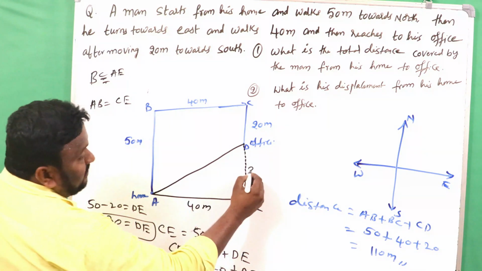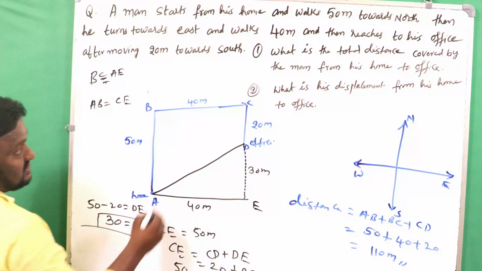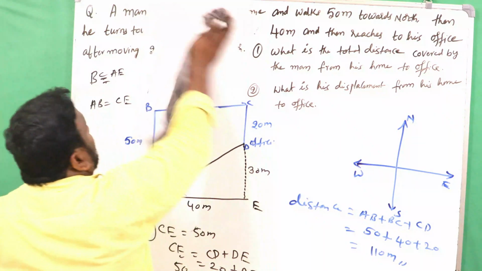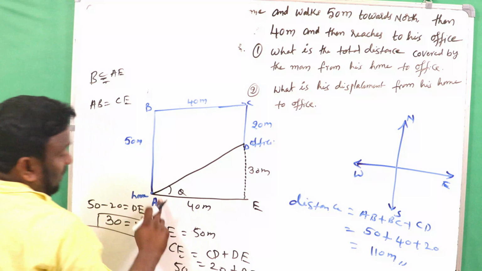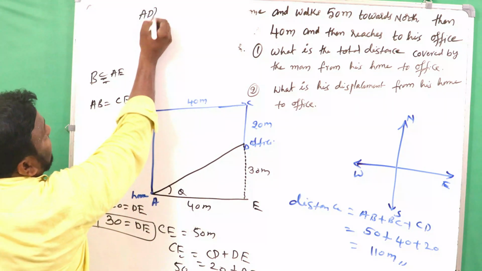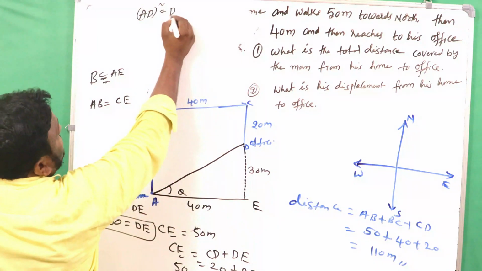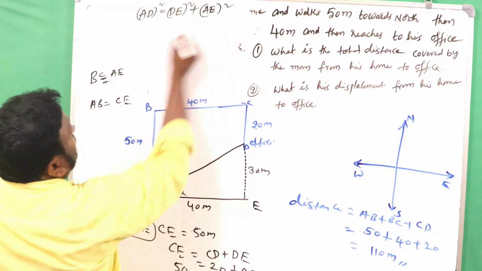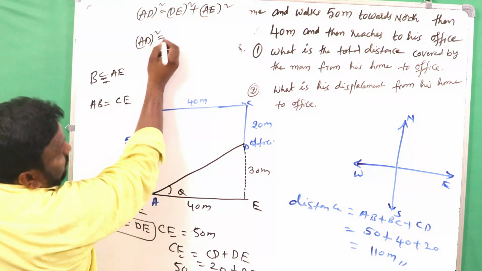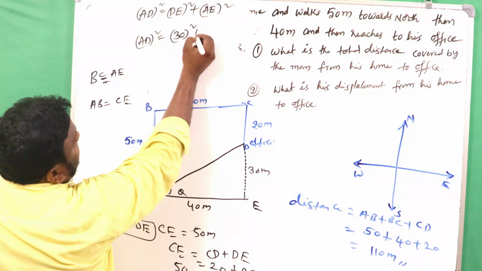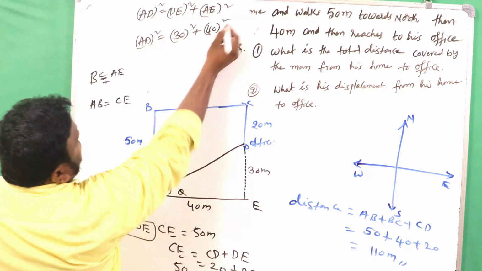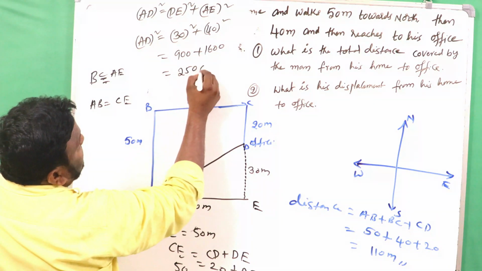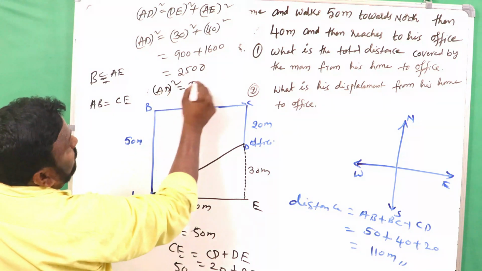So now this is 30 meters and this is 40 meters and this is the angle. Then again, as usual, Pythagoras theorem. Hypotenuse is AD, that is the displacement. AD square is equal to DE square plus AE square. So 30 whole square plus 40 whole square, that is 900 plus 1600, equals 2500. That means AD whole square is equal to 50 whole square.